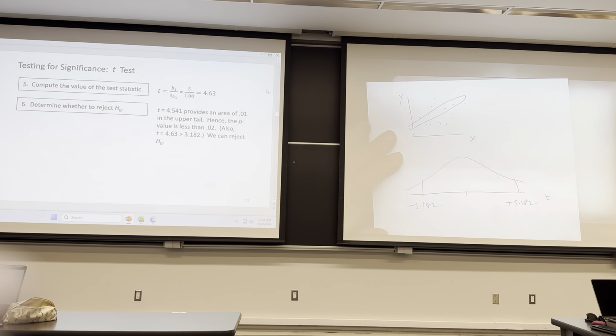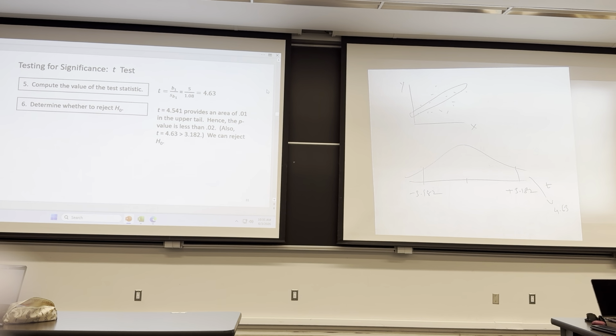This is your T distribution. And then you are going to find our T observed, which is 4.63. So 4.63 is over here. Rejected.